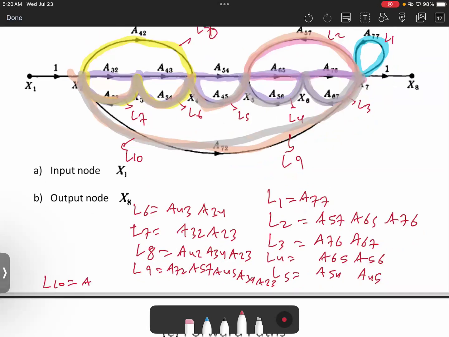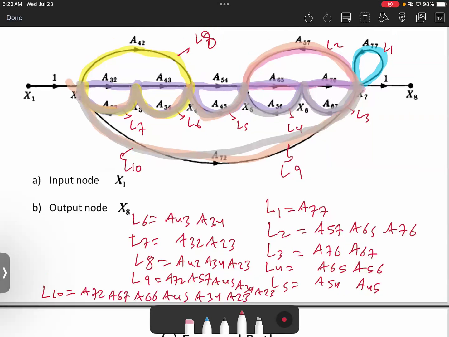Then the last one, loop number 10, A72, A67, A66, A45, A34, A23. That's great. Thank you. So now we have 10 possibilities or 10 loops. When we look at them, is there any self loop? No. Loop number 1. That's the only self loop. How about in this? Is there any non-touching loops?